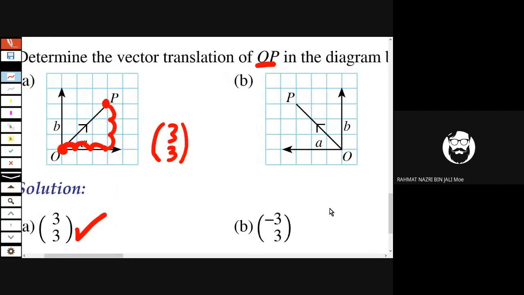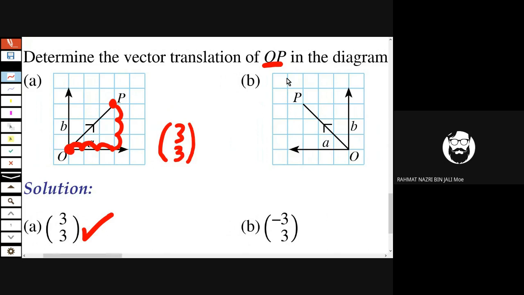Okay, kemudian kita lihat ini B, O, P. Original ialah O, ataupun objek ialah the point O, dan image ialah P. Jadi P ini berada di sebelah kiri O dan sebelah atas O. Jadi kita lihat pergerakannya, dia mesti ke kiri dahulu. Bergerak ke kiri dahulu. 1, 2, 3. Bila dia bergerak ke kiri, dia akan dapat negatif. Negatif 3.